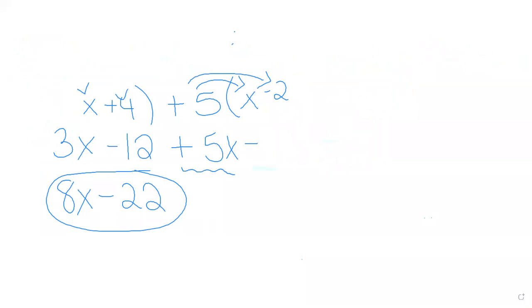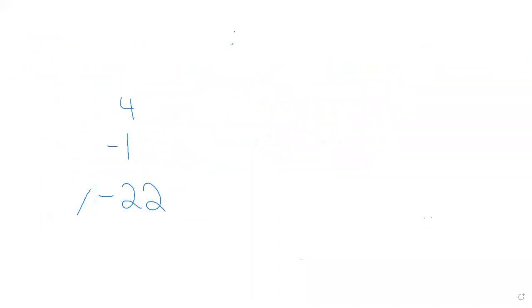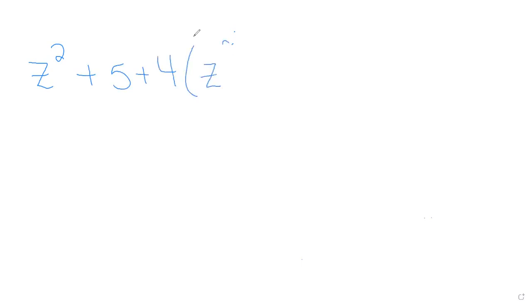So we're going to look at a few more of these. The good news is this is the instructions for every single one of them. So once we get the name of the game down, every single problem is going to be played the same way. So let's look at this one. This one says z squared plus 5 plus 4 times (z squared plus 3).